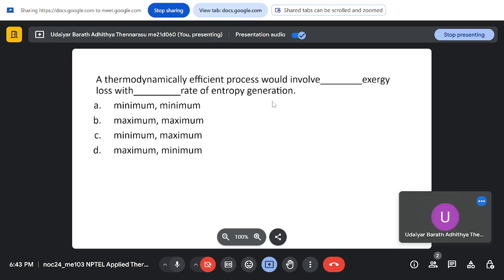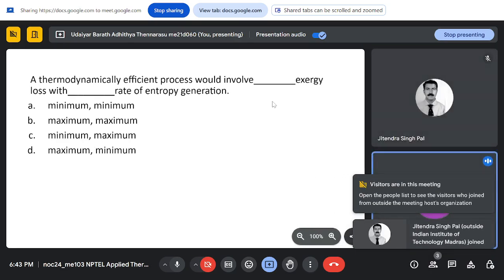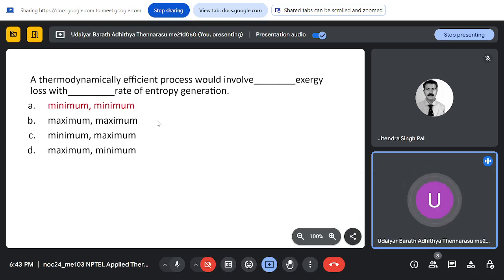Thermodynamically efficient process would involve dash exergy loss with dash rate of entropy generation. So a thermodynamically efficient process should have minimum exergy loss and minimum rate of entropy generation. So both are the same. If we have minimum entropy generation, that will cause minimum exergy loss. The total exergy loss will be T naught into delta S generated. So both will have a minimum to have a more efficient process.